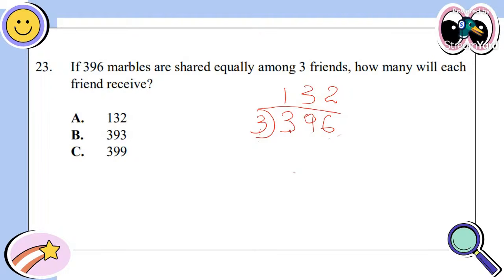So here we have 132 as our quotient. Each person will receive 132. If you said A, 132, good job to you. Awesome work. Let's go right ahead to our next question.